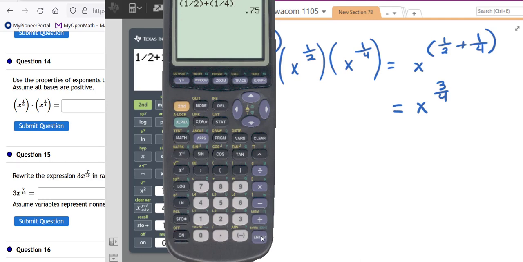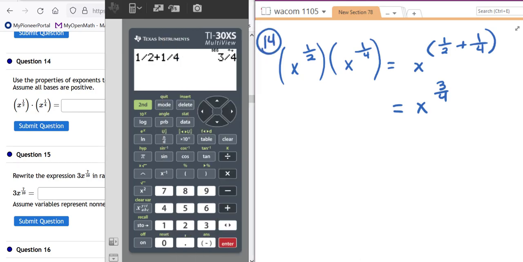Now, it's going to give me a decimal, but I don't want a decimal. So I do math, and then I go back to fraction choice number 1. And then I get the 3/4. So the graphing calculator there takes you a little bit more time than the scientific calculator.